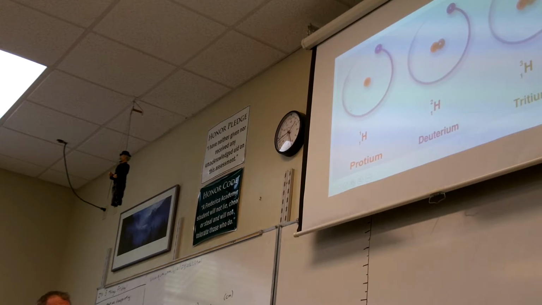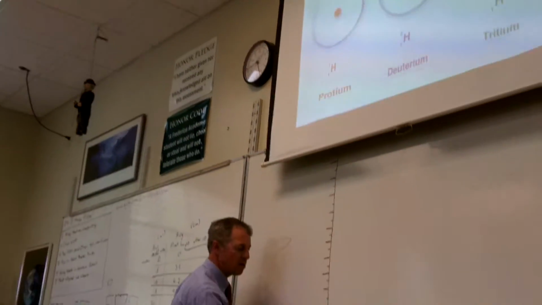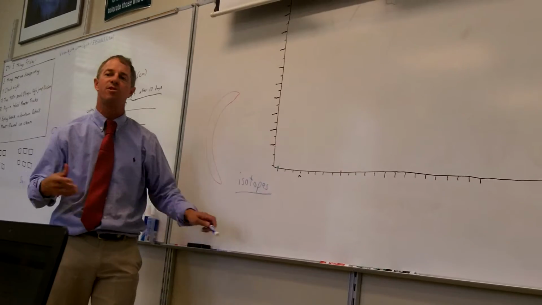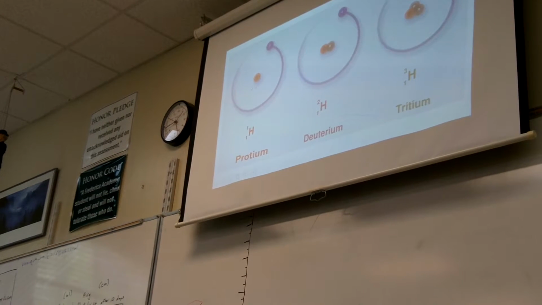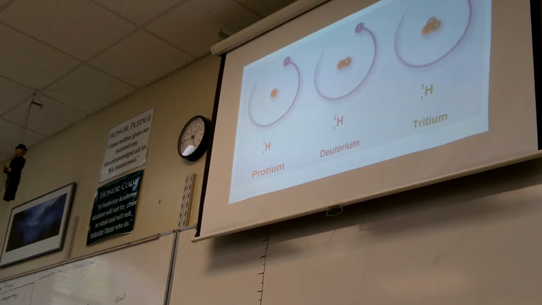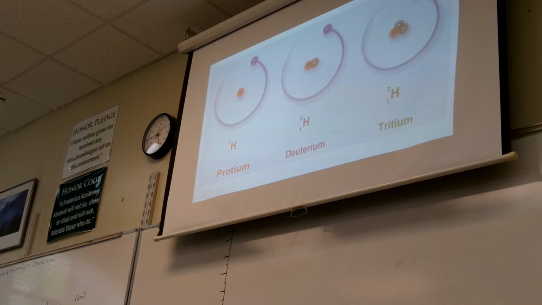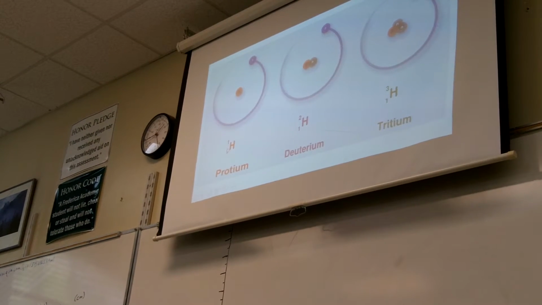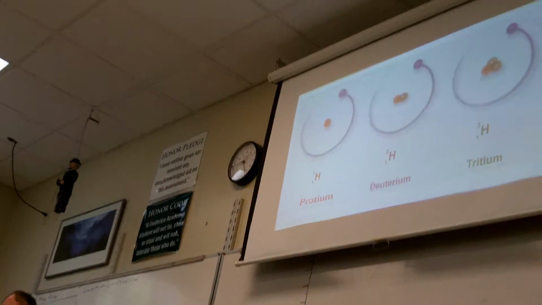Now, sometimes atoms are called isotopes. You ever heard that word before? Yes. Isotope. Isotopes are atoms that have the same number of protons but different numbers of neutrons. For instance, protium has 1 proton, no neutrons. Deuterium has 1 proton, 1 neutron, and tritium has 1 proton, 2 neutrons. They're all hydrogen. Protium is hydrogen that has no neutrons. Deuterium is hydrogen that has 1 neutron, and tritium is hydrogen that has 2 neutrons. Those are called isotopes.